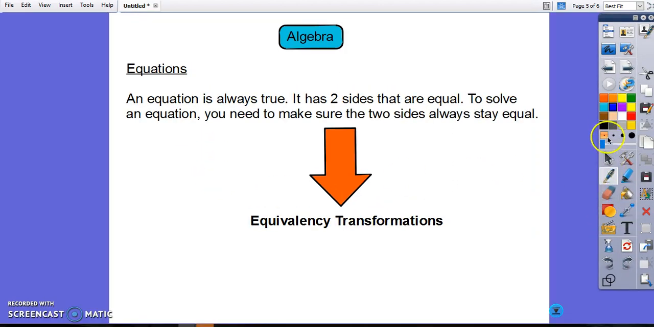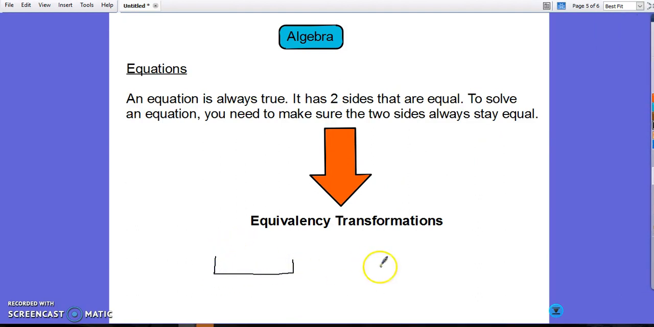But what I'd like you to do is think about each equation you have as a kind of balance, as a set of scales, about a pivot here. If, for example, on this side you had 3x plus 5, and that had to be equal, let's say, to 8, then the equivalency transformations are what make sure your scales are always balanced.